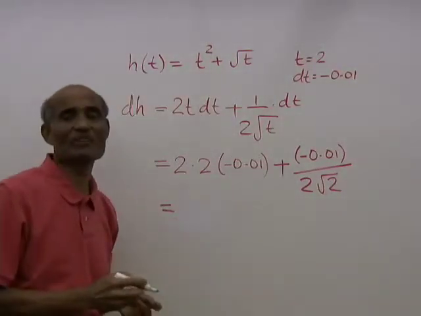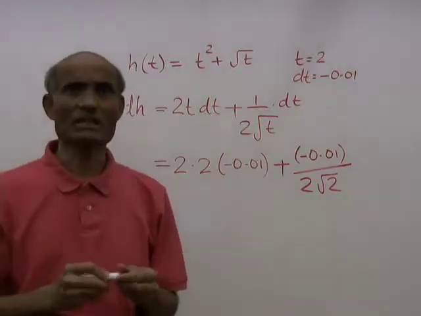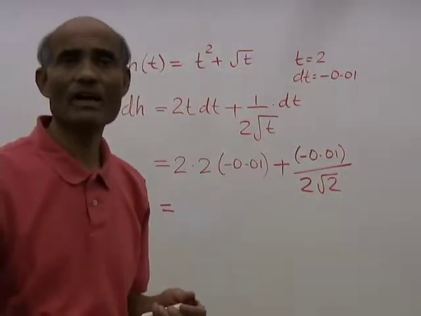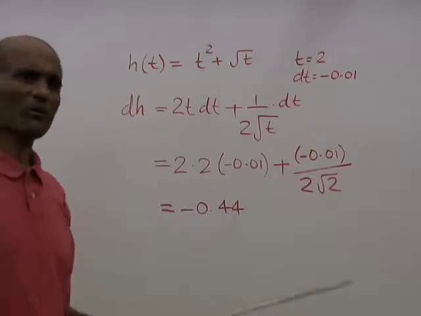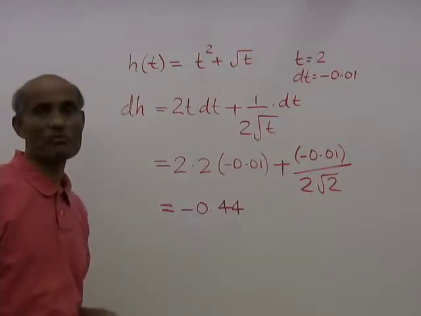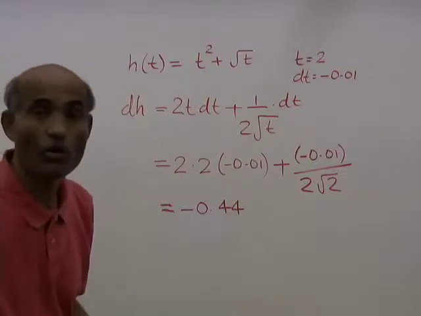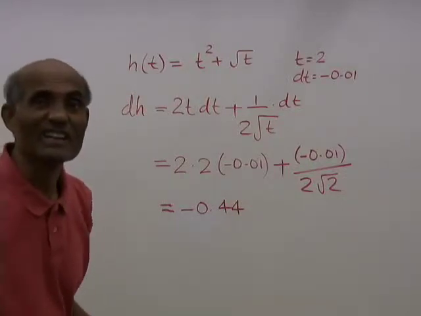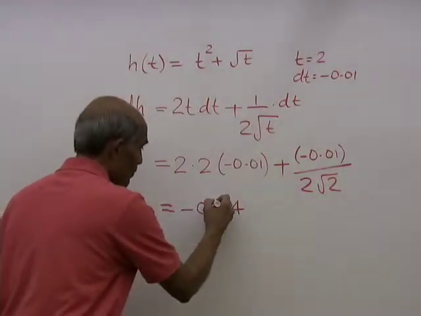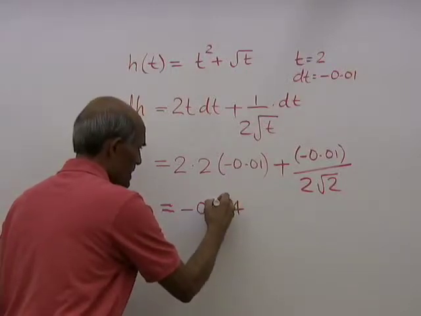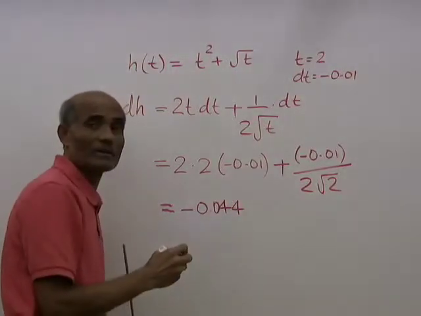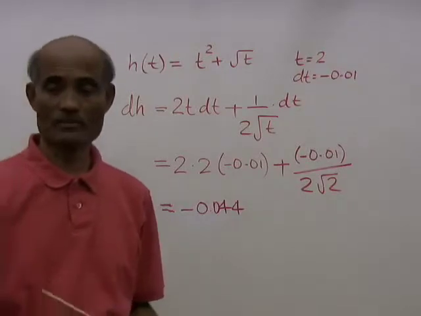Well, you can calculate this on your calculator. Can you do that and give me a value? Well, that would be approximately negative 0.044, is that right? Well, check this on your own and make sure that you got it right.